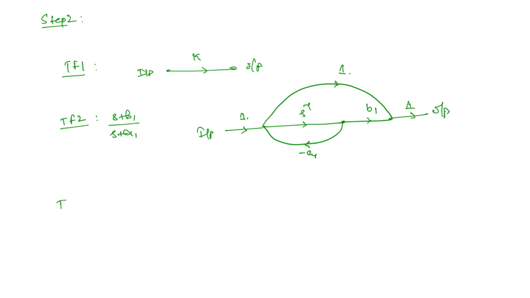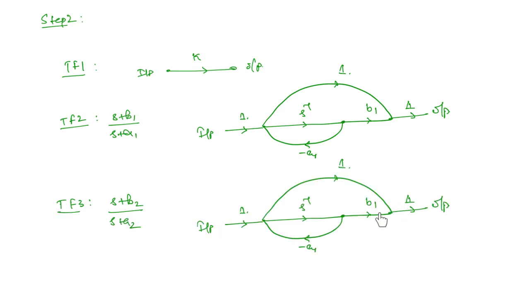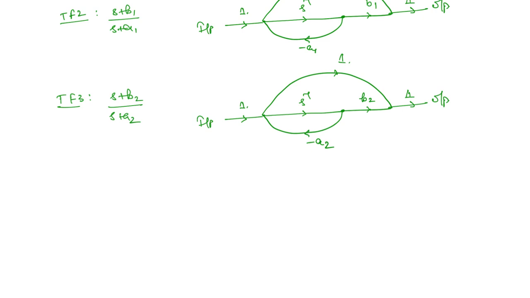Now next, what about transfer function 3? This is the same form as transfer function 2. Instead of b1 and a1, you have b2 and a2, so you are going to write b2 and minus a2. Then finally, what about transfer function 4? This was 1 by (s plus a3). Here you had one integrator and the gain minus a3, and on either side paths of gain 1. This is the input and this is the output.